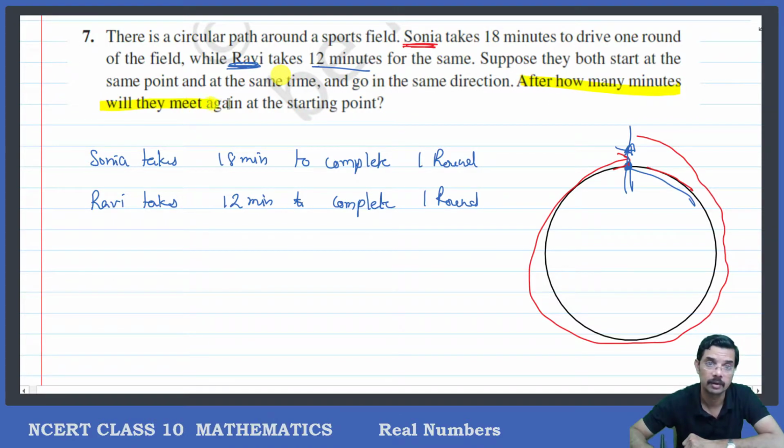At any other point, they may meet each other because Ravi is faster. By the time Sonia reaches this point after one round, Ravi will have completed the second round and overtaken her again. But after many rounds, say Sonia has completed 2 rounds, maybe Ravi has completed 3 complete rounds, and both meet right here. Ravi will say I ran 3 rounds, and Sonia will say I ran only 2 rounds.